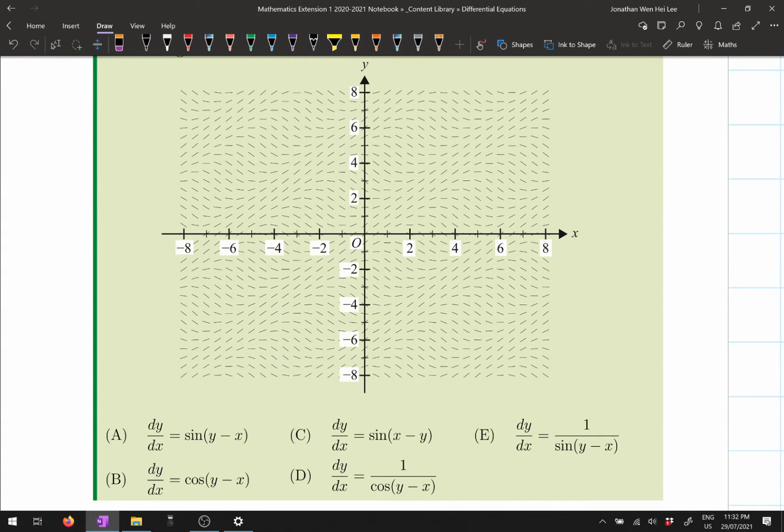Now immediately, just by looking at this graph, I can eliminate two of them. There's two of them that I can eliminate for an obvious reason. I'm going to eliminate D and E.